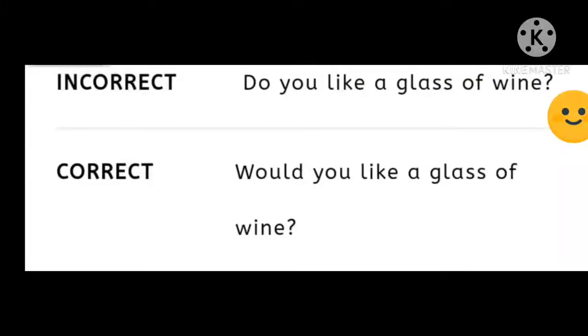"Do you like a glass of wine?" It's not the correct way of offering something. You should ask, "Would you like a glass of wine?" "Would you like a cup of coffee?" This is the formal or polite way to offer something to our guests or people.